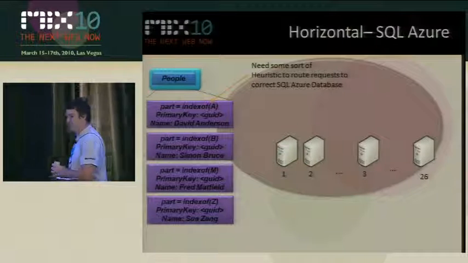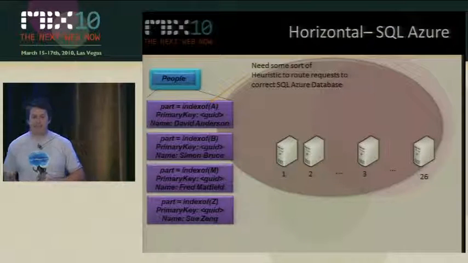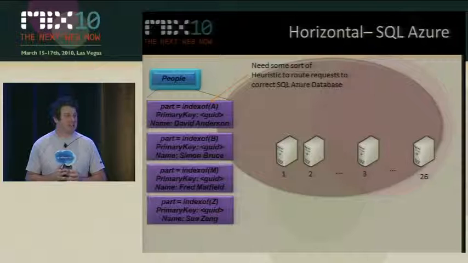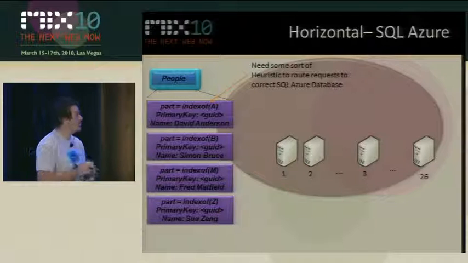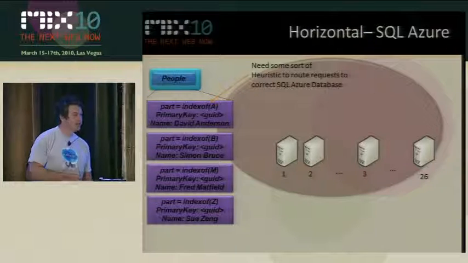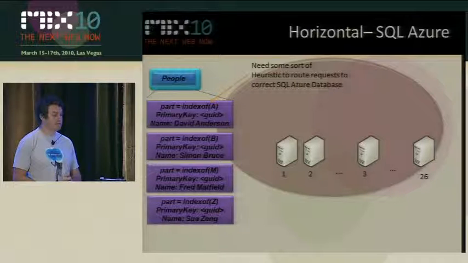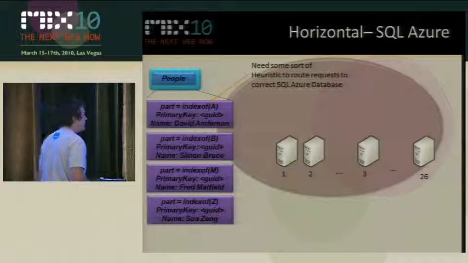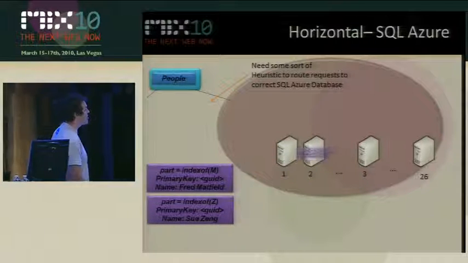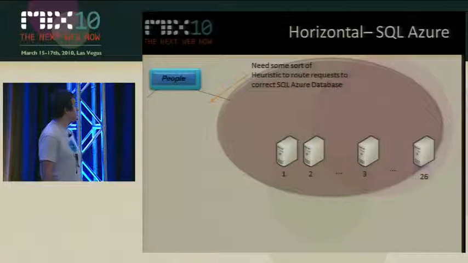SQL Azure is different. SQL Azure is a whole lot more work for you. Partitioning is not automatic here. With SQL Azure, you need to create some sort of heuristic that you're going to use to route your data to an appropriate SQL Azure node. In this case, we're going to use the same heuristic we used last time. So we're going to do an index of, and we're going to route to, put the data on one of our 1 through 26 SQL Azure nodes.